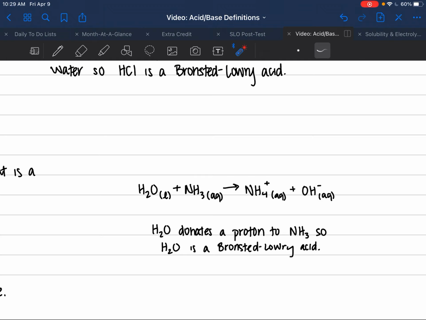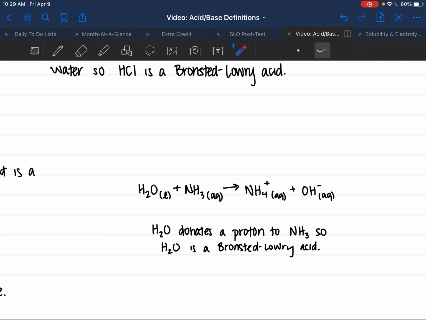So notice what happened here. Water gave away one of its protons, one of its hydrogen ions, to create something that is positive. So it donated a proton to this guy right here to form NH4 plus and then OH minus. So in this case, water has donated a proton to NH3. So by this definition, water is a Bronsted-Lowry acid.